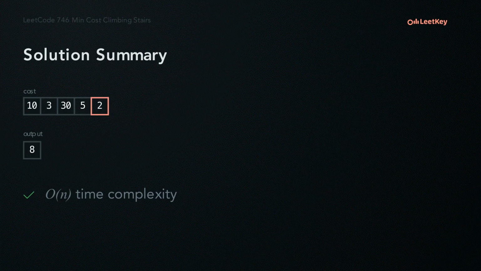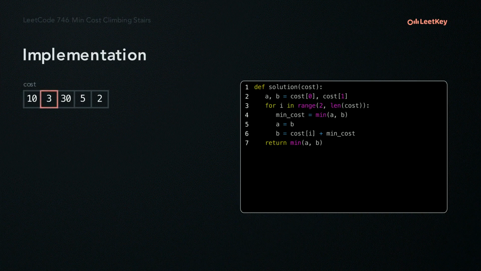This solution iterates over the cost array only one time and doesn't create any unnecessary data. Let's see how to implement this solution. This solution uses dynamic programming to track the cheapest path to climb each step. Since we can start from either step 0 or 1, we initialize with both of their costs.